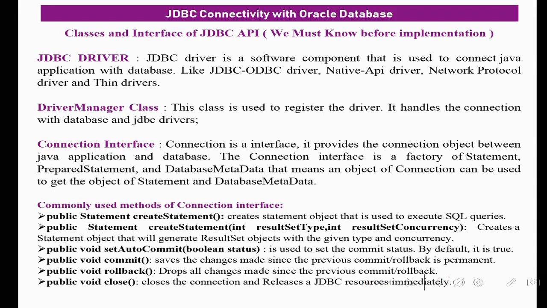Now, public void commit() saves the changes made since the previous commit. Commit is permanent. Now the next is rollback(). It drops all changes made since the previous commit or rollback. Now close() closes the connection and releases the JDBC driver.